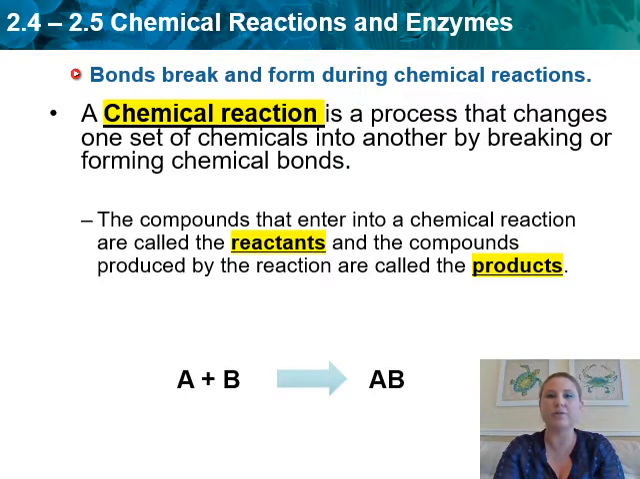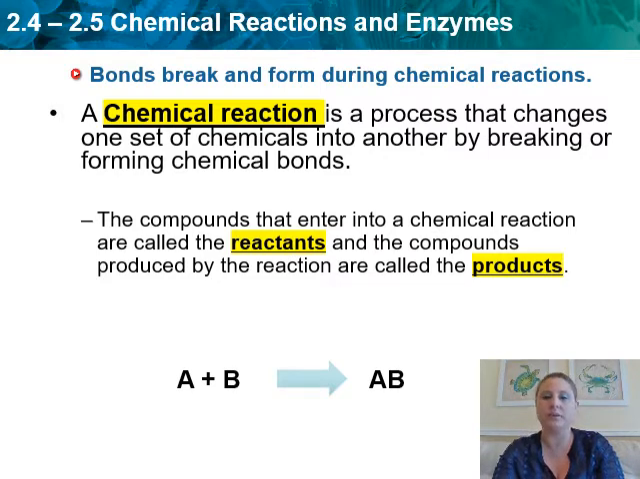The compounds that enter into a chemical reaction are called the reactants. We're putting them together to react. We want something to happen. So that's the front part. The compounds produced from the reaction are called the products. So whatever you put together initially, that's the reactants. The end result, the products. Okay?